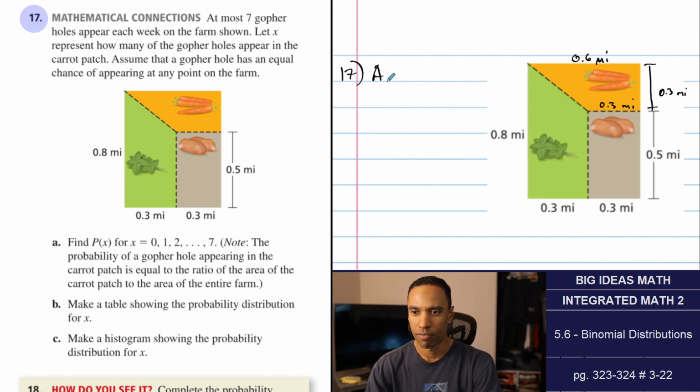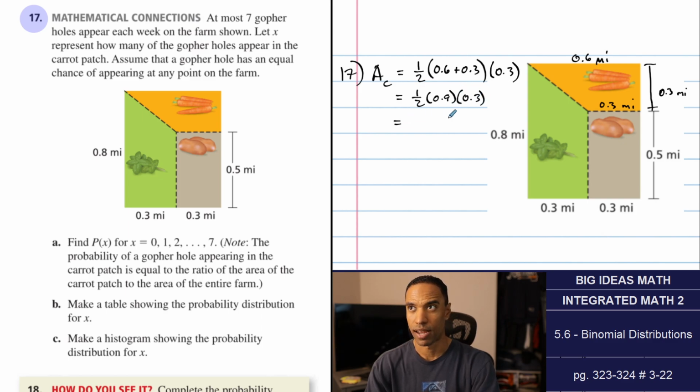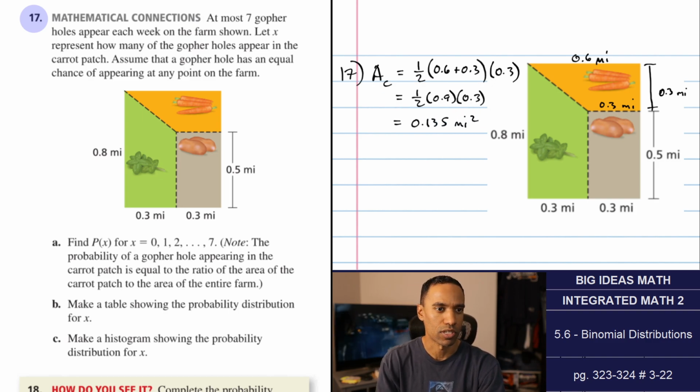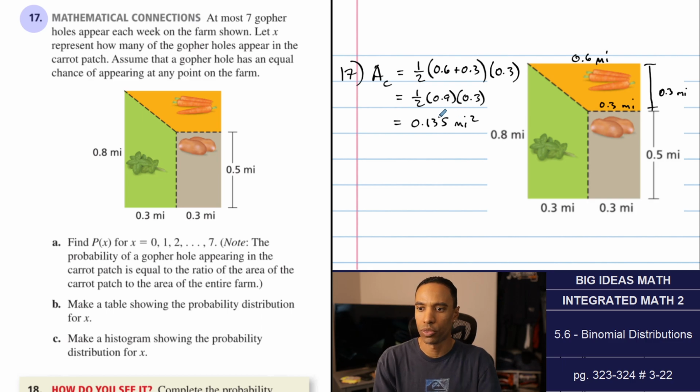So the area of the carrot patch is going to be 1/2 the sum of your bases. You average your bases, and you multiply by height. So it's 1/2 times 0.9 times 0.3. 0.9 times 0.3 is 0.27. Half of that is 0.135. Square miles, I believe. I'm not going to trust myself, though. Let's do 0.135. All right, so 0.135 square miles.